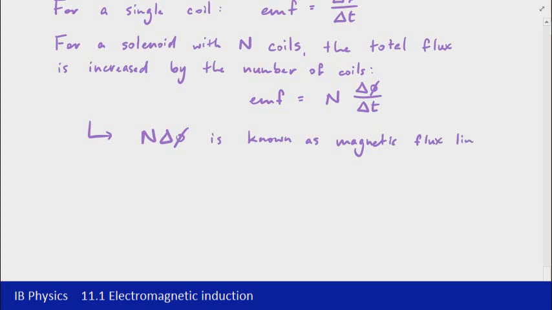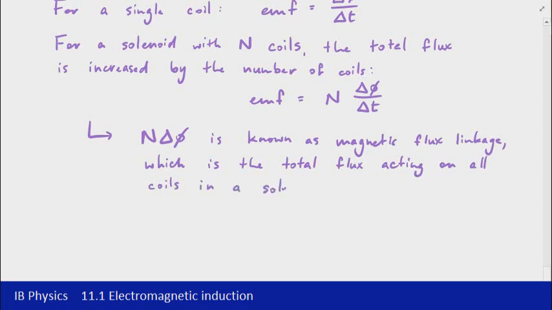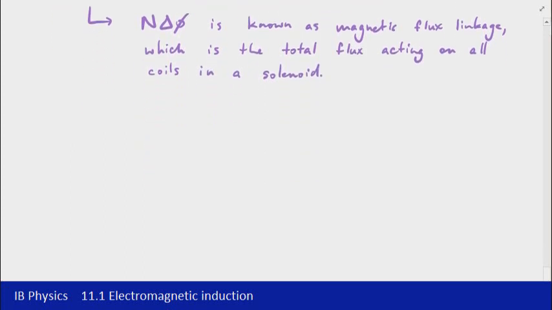And like I said, the term itself is a bit of an unusual one. The easiest way to think of it is just being the total flux across a number of coils, so the total flux acting on all coils in a solenoid. Now, the reason why we bother talking about magnetic flux linkage is that Faraday's law relates specifically to magnetic flux linkage.